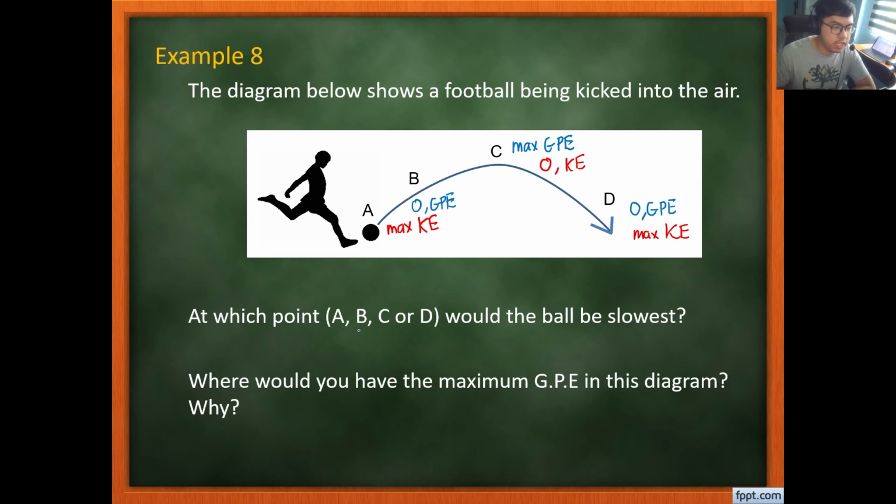So at which point A, B, C, D would the ball be slowest? It is at point C because there is 0 kinetic energy there. All that kinetic energy is converted into gravitational potential energy. Where would you have the maximum gravitational potential energy in this diagram? It is at C because it is the highest point.